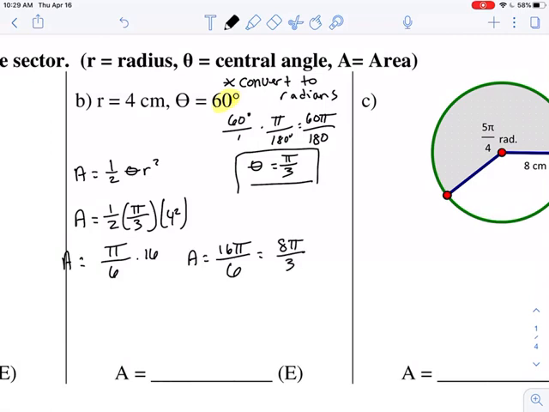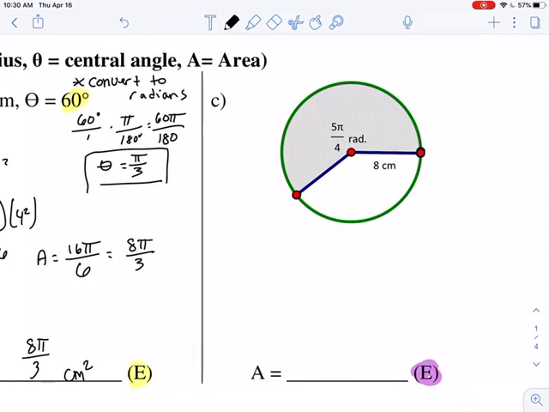And remember, don't put the pi into your calculator. You just have to know that's there because we're looking for the exact answer. So we want to have that pi, not like a decimal place or anything. So the area of this is 8 pi over 3. And again, our unit is centimeters, so that would be centimeters squared.